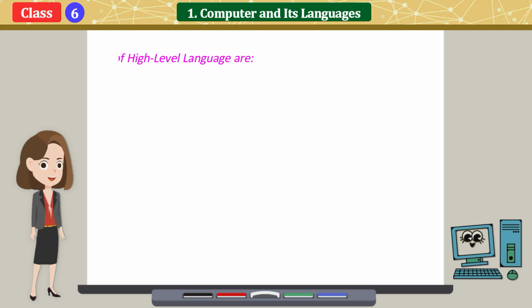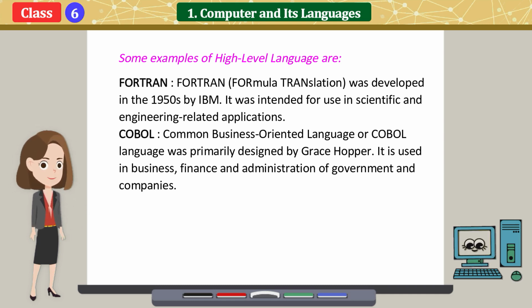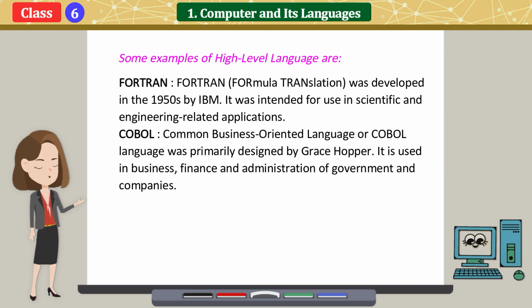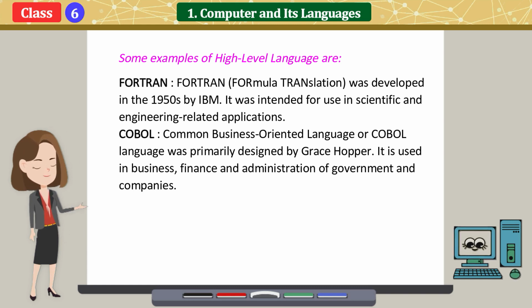Some examples of high-level language are Fortran. Fortran was developed in the 1950s by IBM. It was intended for use in scientific and engineering-related applications. COBOL, Common Business-Oriented Language, or COBOL language was primarily designed by Grace Hopper. It is used in business, finance and administration of government and companies.